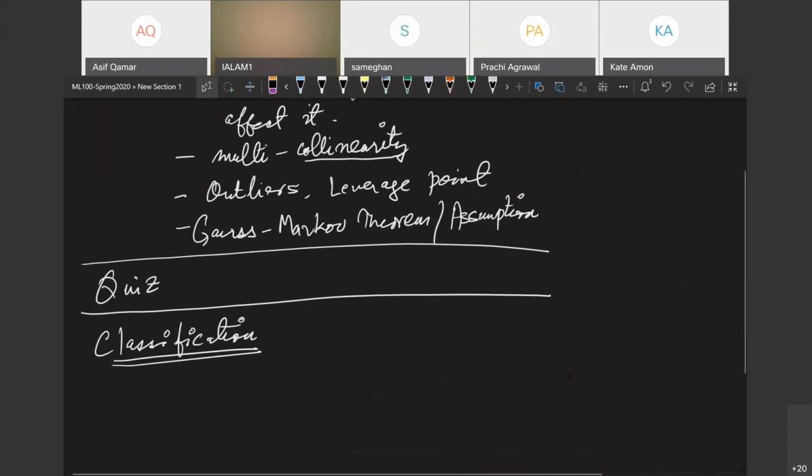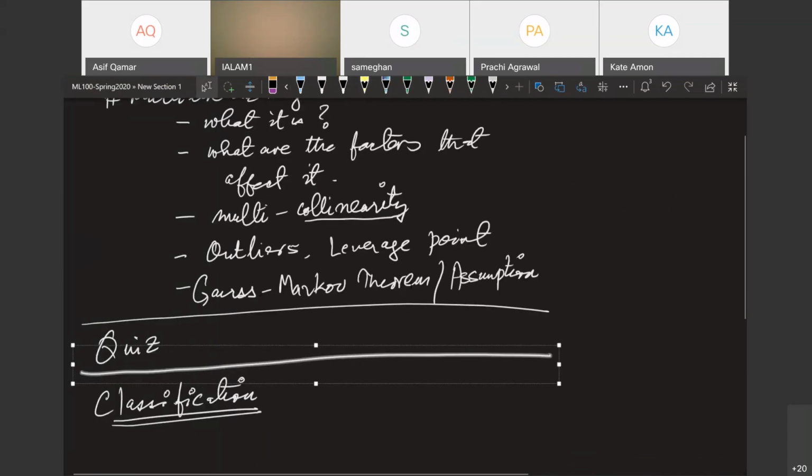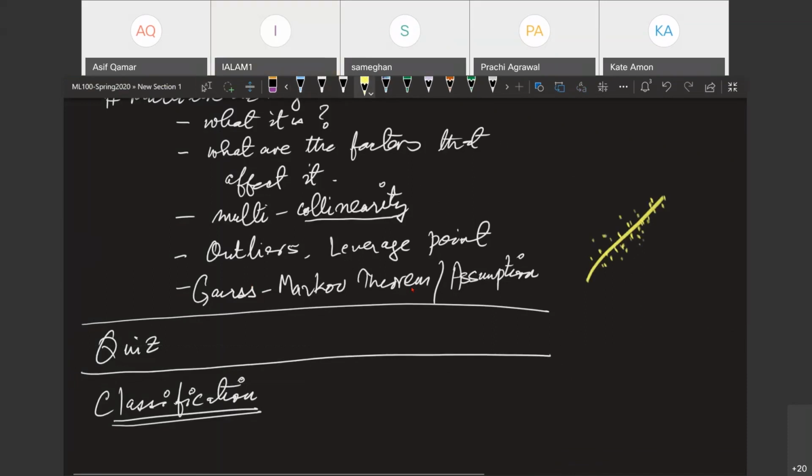So, I'll start with this. I talked about the Gauss-Markov theorem, and I said that in one dimension, it just comes back to the simple statement. The line should be essentially going through the center of the data, and the data points should be scattered more or less around the line uniformly. The important word was uniformly.